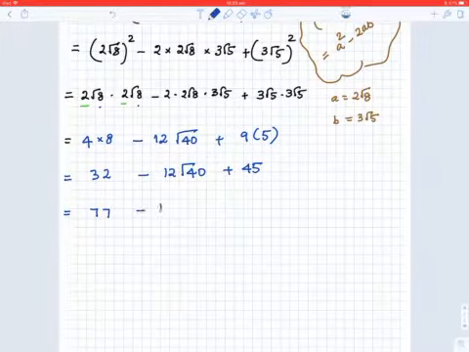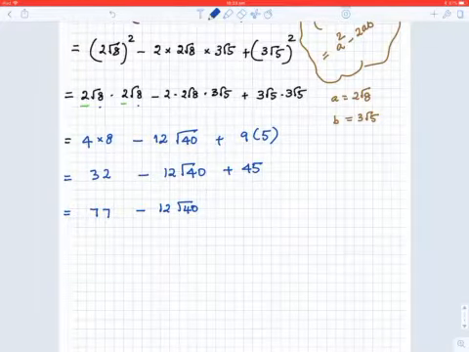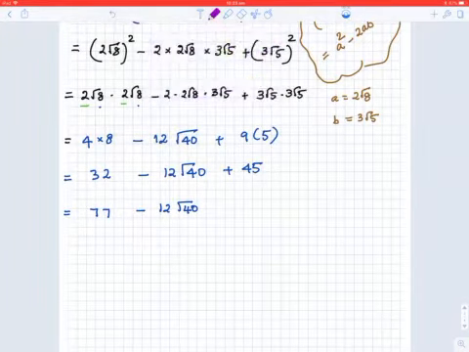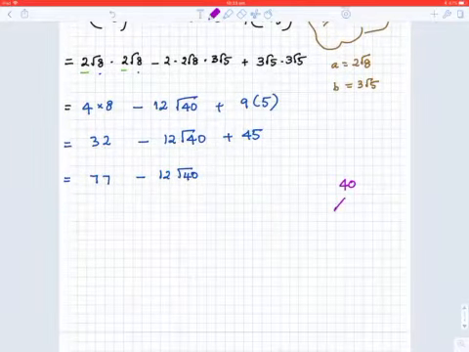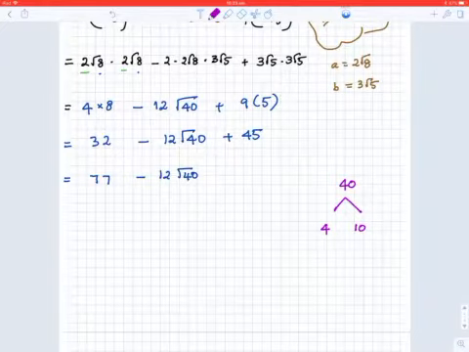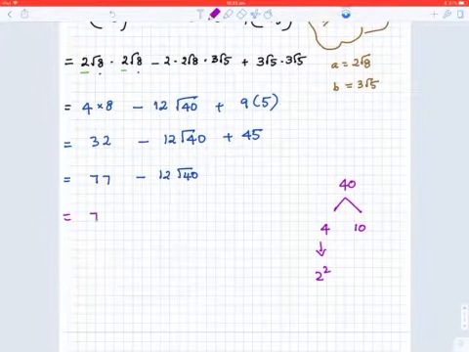Now first you are going to combine the numbers. When you combine the numbers, it becomes 77 minus 12 root 40. Now we cannot stop like this because square root of 40 is not in simplest form. So what we have to do is simplify the surd 40, and when you take the square number as a factor, it could be written like this. Okay, now the 4 is a square number, which is 2 square.